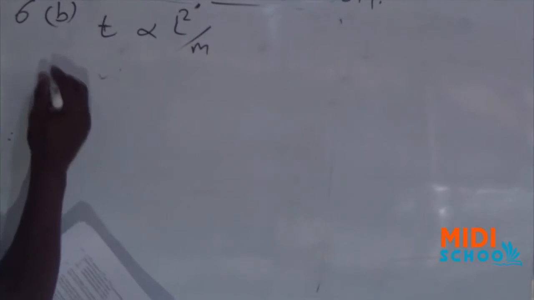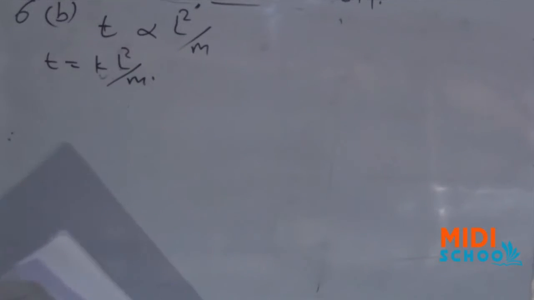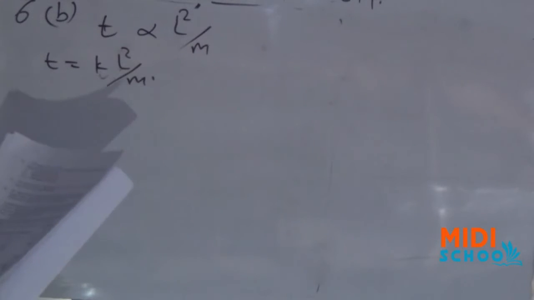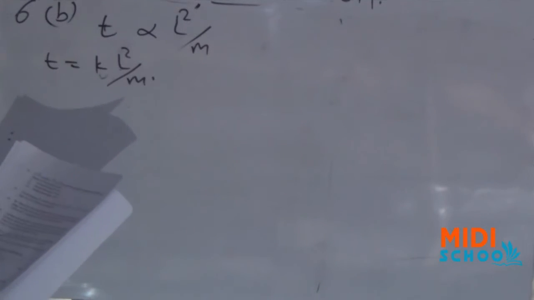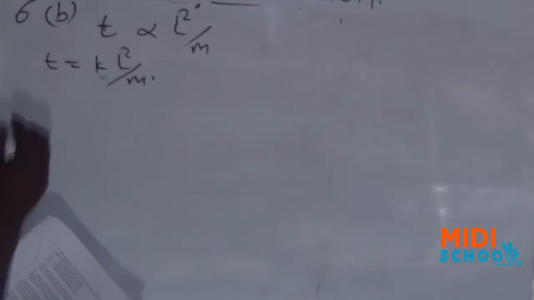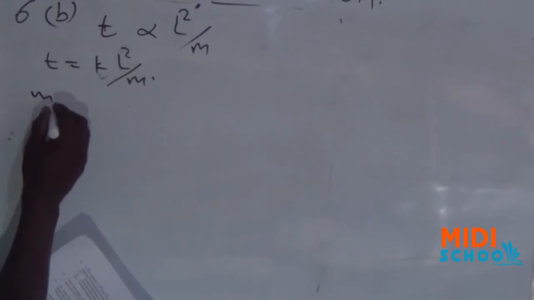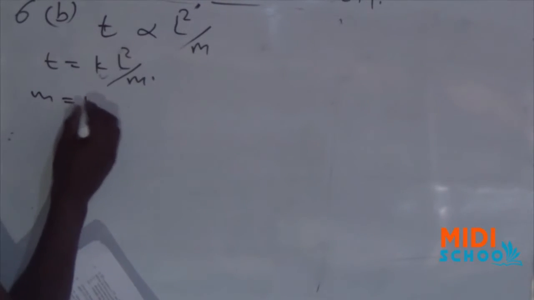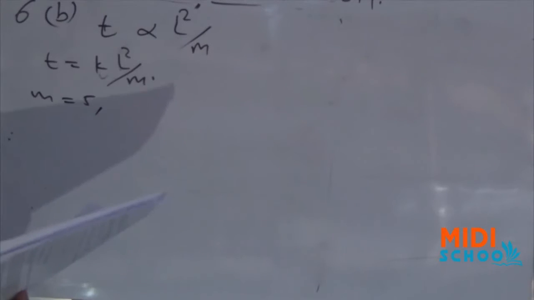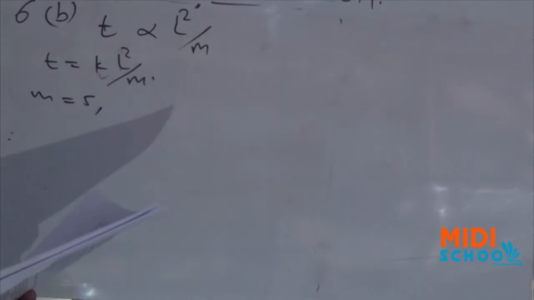So by removing the proportionality sign, let's say T is equal to K, where K represents the proportionality constant, times L squared divided by what? By M. So here we are given, first of all, that the number of men M is 5.